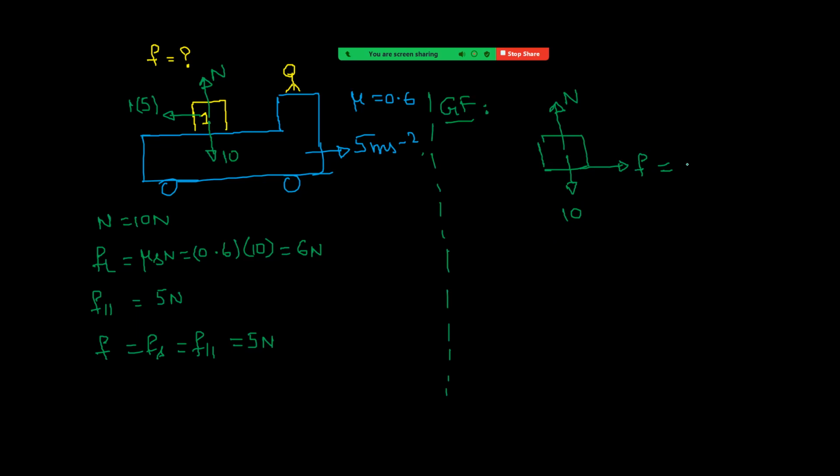Net force equals mass into acceleration. Mass is 1 kg, acceleration is 5. So this is 5 Newton. So we got a frictional force of 5 Newton, which is less than limiting friction. That means the assumption we have taken is correct. Suppose we got a frictional force more than 6, that means the assumption is wrong.